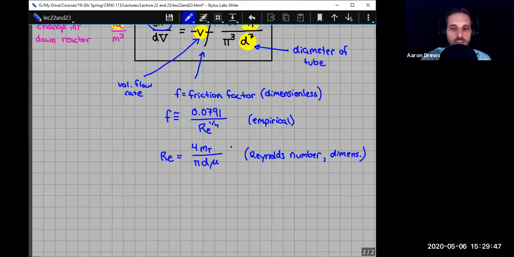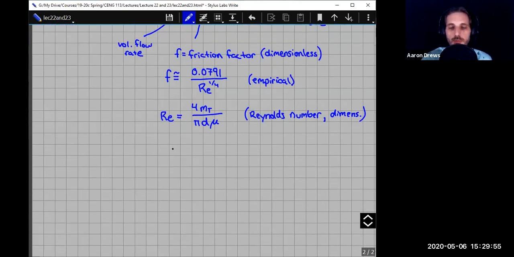So whenever you calculate a Reynolds number, you have to make sure that your mass flow rate, M-dot, your D, and this other new parameter down here on the bottom, mu, work out such that all of the units cancel out. So our mu here is viscosity.